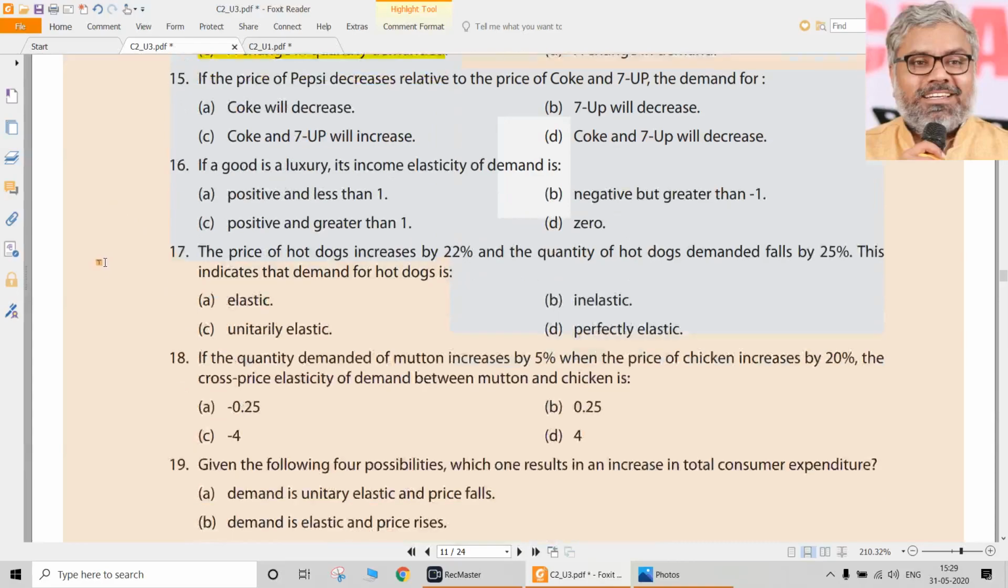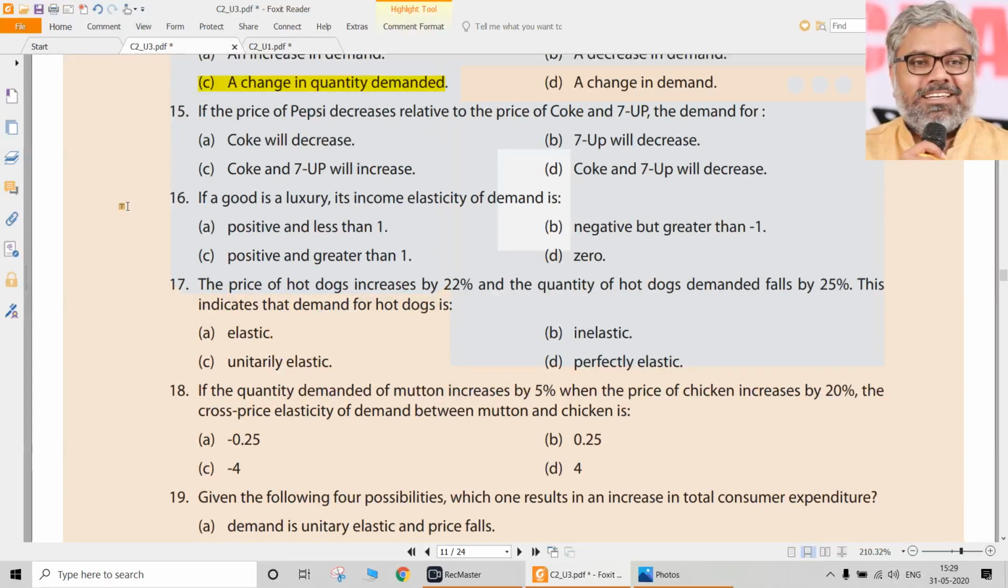Then, if the price of the Pepsi decreases relative to the price of Coke and 7-Up, then the demand for Coke and 7-Up, what happens? So if the price of the Pepsi decreases, demand for Coke will decrease? Yes, of course it will. 7-Up will decrease? Yes, of course it will. Coke and 7-Up will increase? No. When the price of Pepsi is decreasing, demand for Pepsi is increasing first of all. When demand for Pepsi is increasing, demand for Coke and 7-Up will decrease.